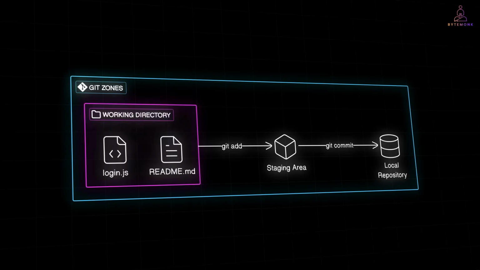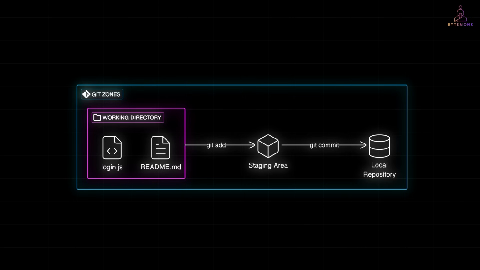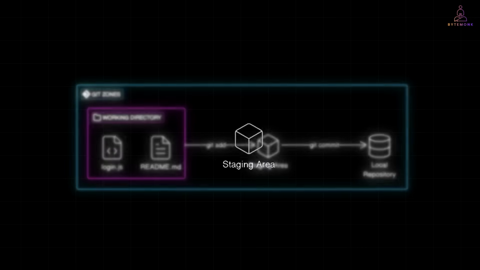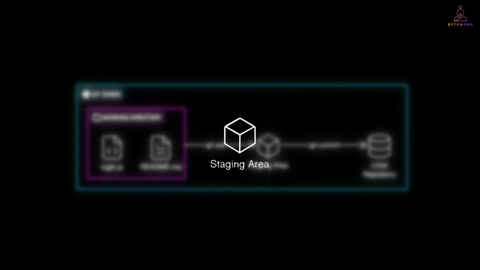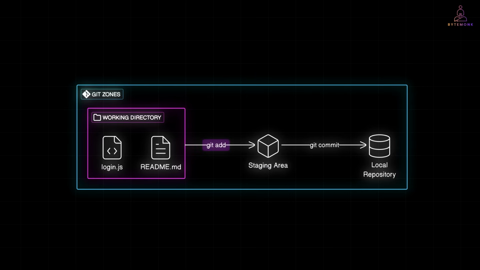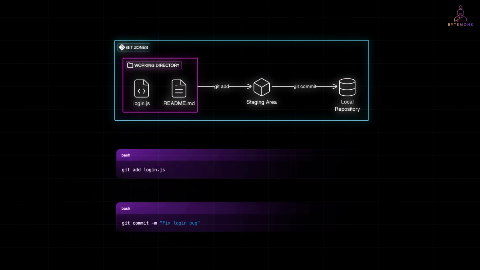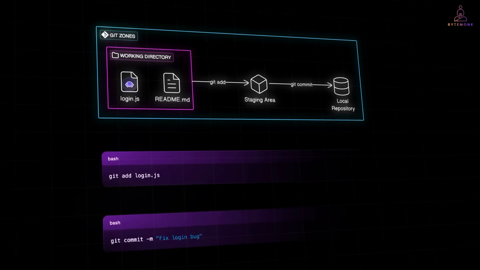Now let's say you fixed a bug in login.js and updated the README file, but you only want to save the login fix for now. That's where the staging area comes in. Think of this as a waiting room or shopping cart for changes. When you run git add on a file, you are taking changes from the working directory and placing them in the staging area, telling Git, I want to include these in the next snapshot. It's like selecting specific files to save. So you run git add login.js, and then Git's staging area is holding just that file, like saying, I am ready to save this one.